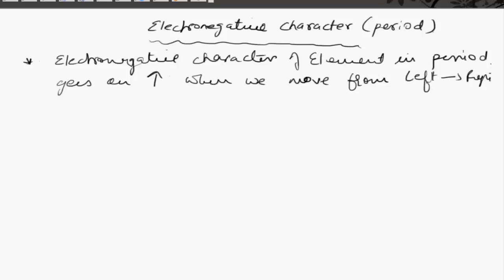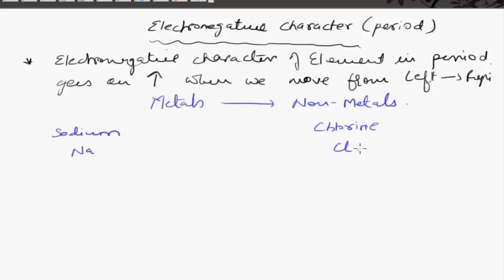This can also be understood as when we move from metals to non-metals. So, to understand the concept, I have taken an example of period 3. So let's consider sodium, which is at the beginning of period 3, and chlorine at the end of this period. So let's think about this sodium chloride, the compound made from these two elements.